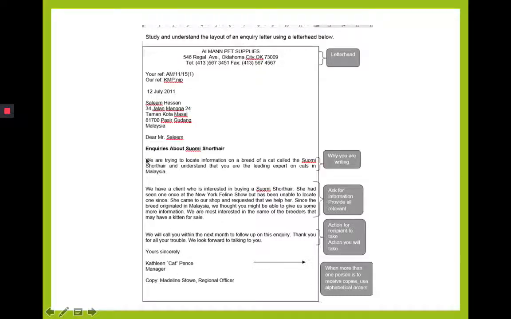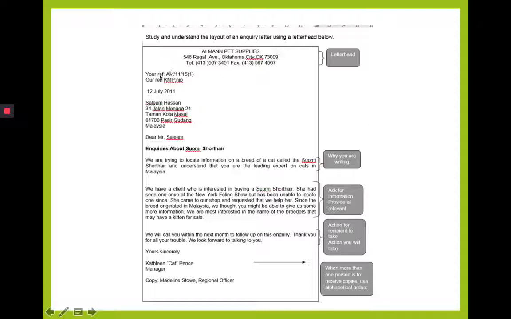Okay, notice that for the body, everything starts from the left and we do not have any numbers. Unlike a Malay letter, where we have number 2 and then an indent, it's not needed for an English letter. For a full block style letter, you do not need to have all those things.